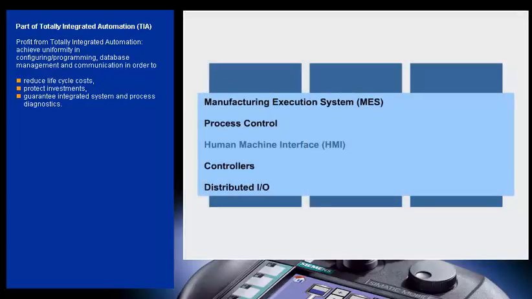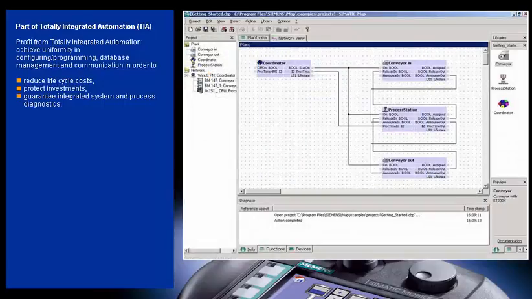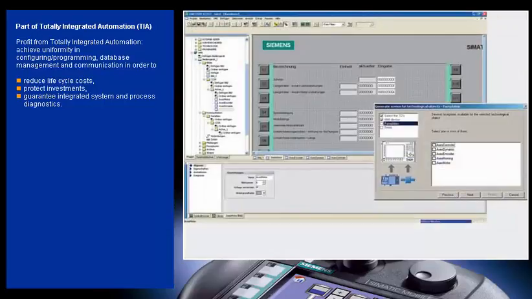WinCC flexible gives you access to all the benefits of SIMATIC. For example, you reduce engineering and lifecycle costs thanks to the threefold integration of configuring, programming, database management, and communication. And TIA also forms the basis for integrated system and process diagnostics. Within the framework of TIA, WinCC flexible can also be integrated in the engineering worlds of SIMATIC STEP 7, SIMATIC iMAP, and SIMOTION Scout, promoting configuration with minimum overhead because you are working in an integrated environment in which data which are required again and again need be entered only once.